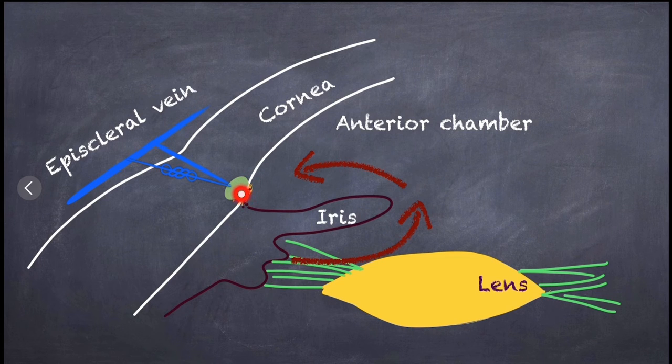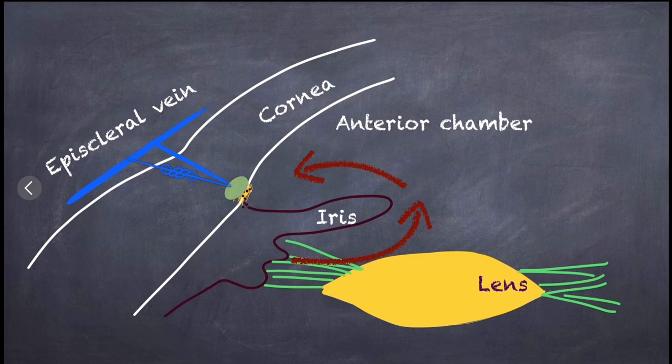Then from Schlemm's canal, the aqueous flows through these channels. One is directly going to the episcleral vein, another is going through a plexus. These directly going veins are called as aqueous veins, and this is the intrascleral plexus, intrascleral aqueous vein plexus. Both of them then directly drain into the episcleral vein, which continues as the anterior ciliary vein.